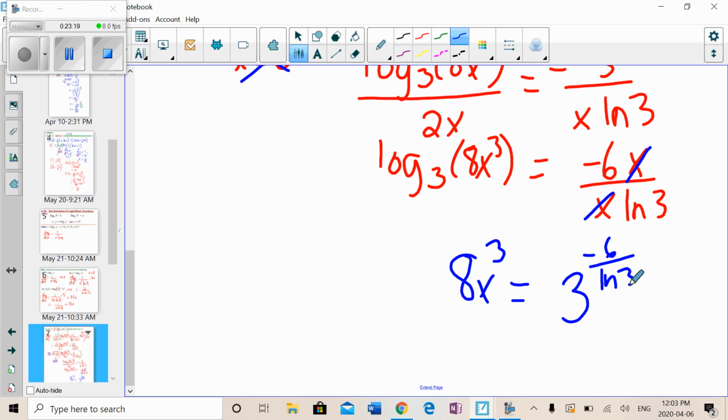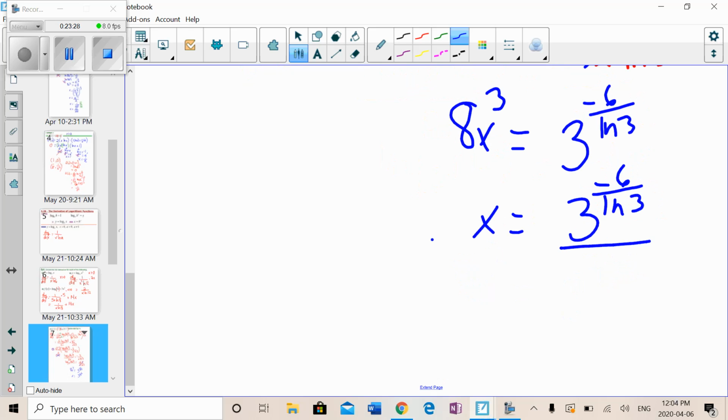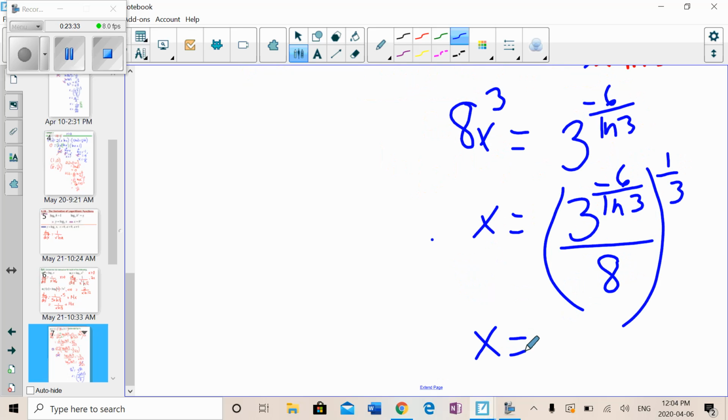And now it's just a matter of dividing by 8 and cube rooting. So x equals 3 to the negative 6 over ln 3, divide by 8. Cube rooting is like doing to the 1/3. And when I do the numerator to the 1/3, the power to a power, you multiply. The 3 and the 6 cancel and make a 3 to the negative 2 over ln 3, all over, when I cube root the bottom, I get 2. And that is a good answer for x. And how do I know it's a good answer? Well, don't forget your domain was that x had to be greater than 0, and 3 to the anything is greater than 0, divided by 2. It's going to be a perfectly fine answer.